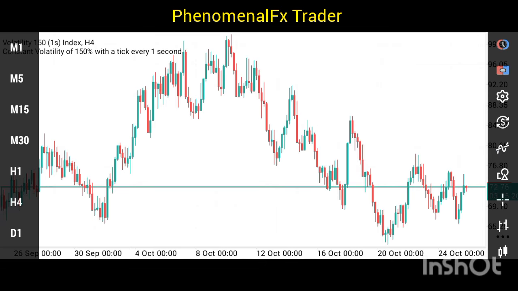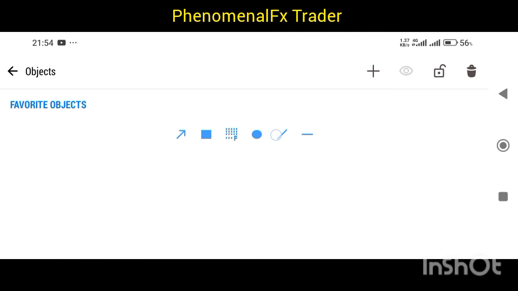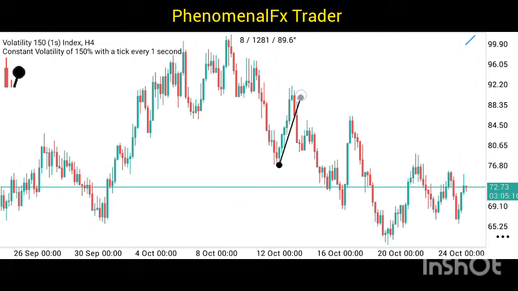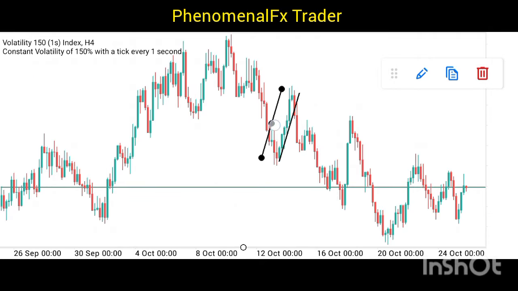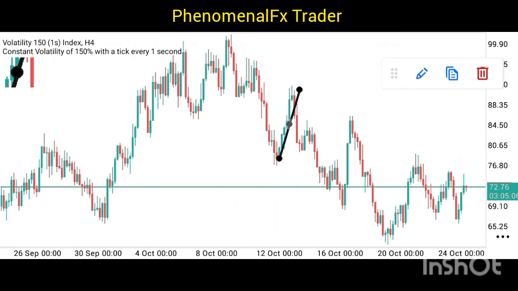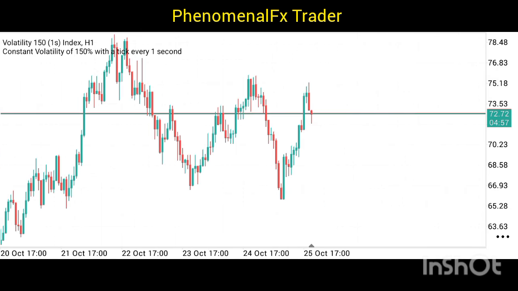Now, if we go to a lower time frame, you will see that we can guide these trend lines just like this. Let's see what we can do. We can just guide these trend lines like this. What's wrong with this line? Okay, let me just go to the 1 hourly time frame.